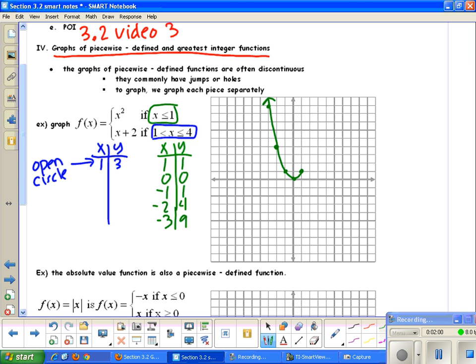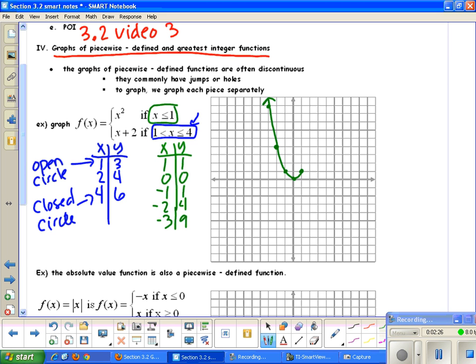Then for the next part, I want a value in between 1 and 4. Doesn't matter what value I pick. So let's just go ahead and pick 2. 2 plus 2 is 4. And then I'm going to go to my last part, which is 4, and we're equal to 4, so that's going to be a closed circle or closed dot on your graph. And when I plug 4 in, I get 6.